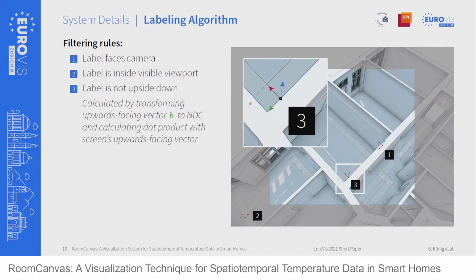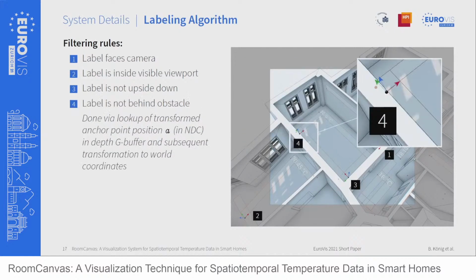The third step is to check whether the labels are facing upside down, so basically whether they are going from right to left, because we only want to have labels going from left to right in this left to right representation that is rendered here. We do this by, again, transforming to normalized device coordinates, but this time we transform the upwards facing vector B, so the one indicated with the green arrow, and basically check whether it's going up or down in screen space.